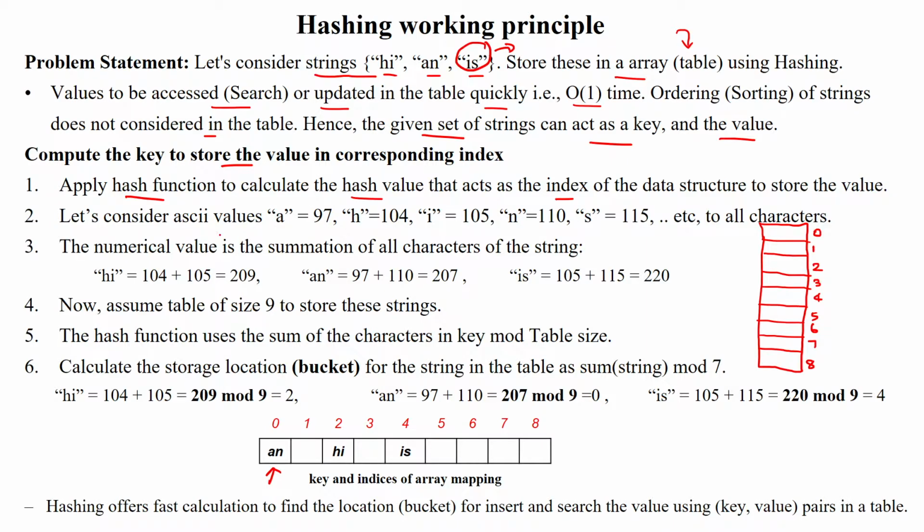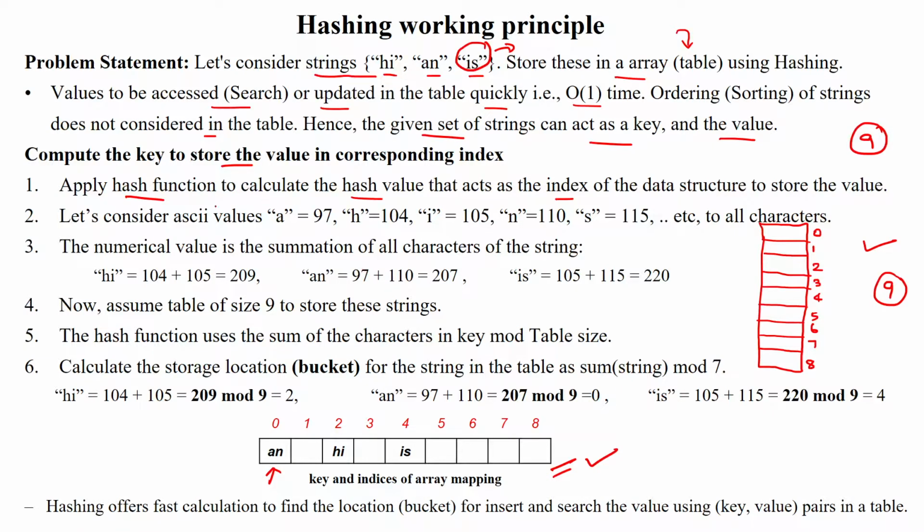So here I am creating the table with table size 9. So here the table size is 9. For that table size 9, I have created the hash table. We can create the hash table in a vertical manner or a horizontal manner. So you can create the hash table in a horizontal way or a vertical way.